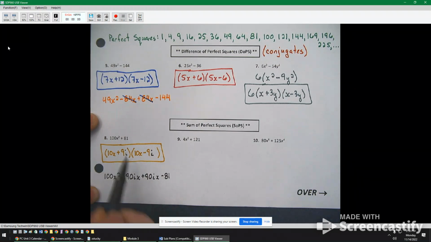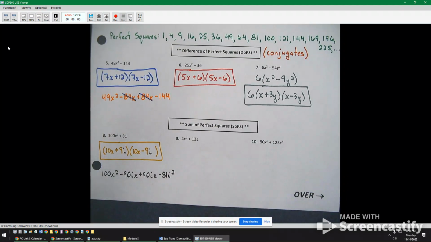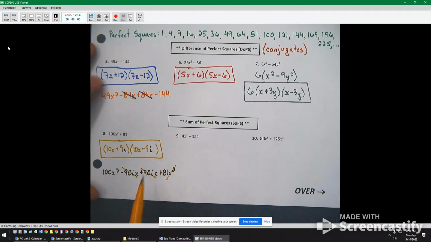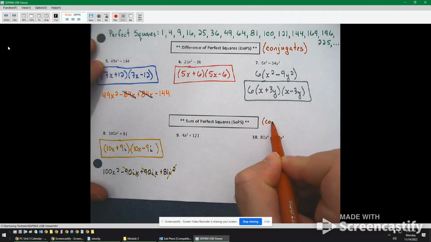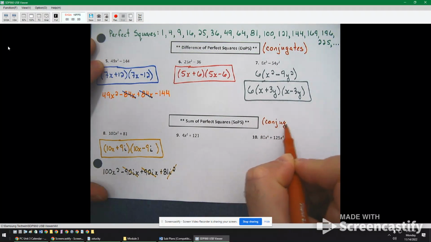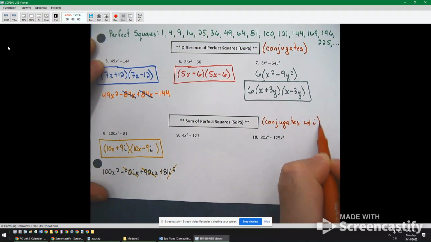That's bad news because it's supposed to be positive 81. But i times i is i squared, and you remember from a couple sections ago, i squared switches the sign. So then these cancel each other out. I have 100x squared, and I have a positive 81. So SOPS is just conjugates. Again, they have to be conjugates. One has to be plus, one has to be minus, but they're conjugates with an i.